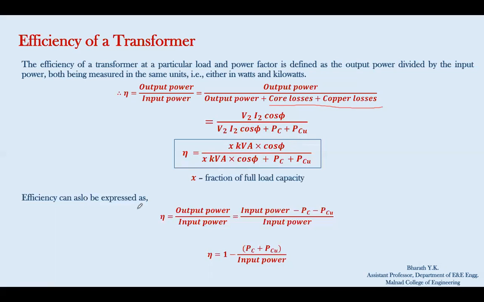Efficiency can also be expressed as input power minus core losses minus copper losses divided by input power. In other words, 1 minus losses divided by input power.